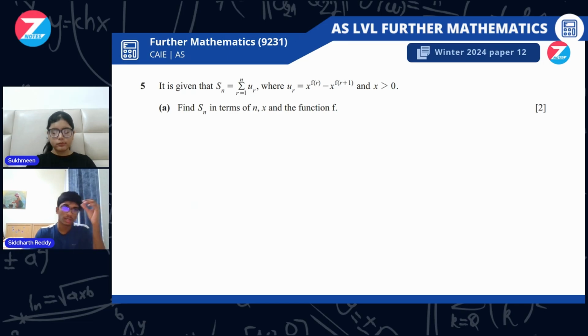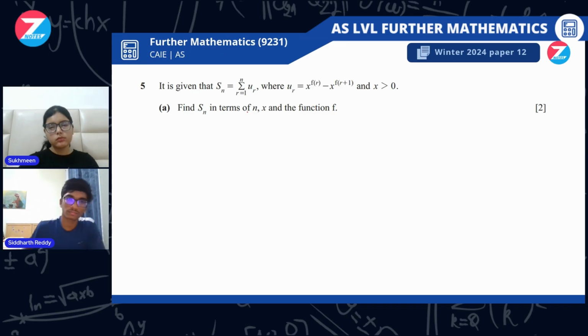Okay. It is given that Sn is equal to the sum from r equals 1 to n of u sub r, where u sub r is equal to x to the power f of r minus x to the power f of r plus 1. Find Sn in terms of n, x, and the function f.